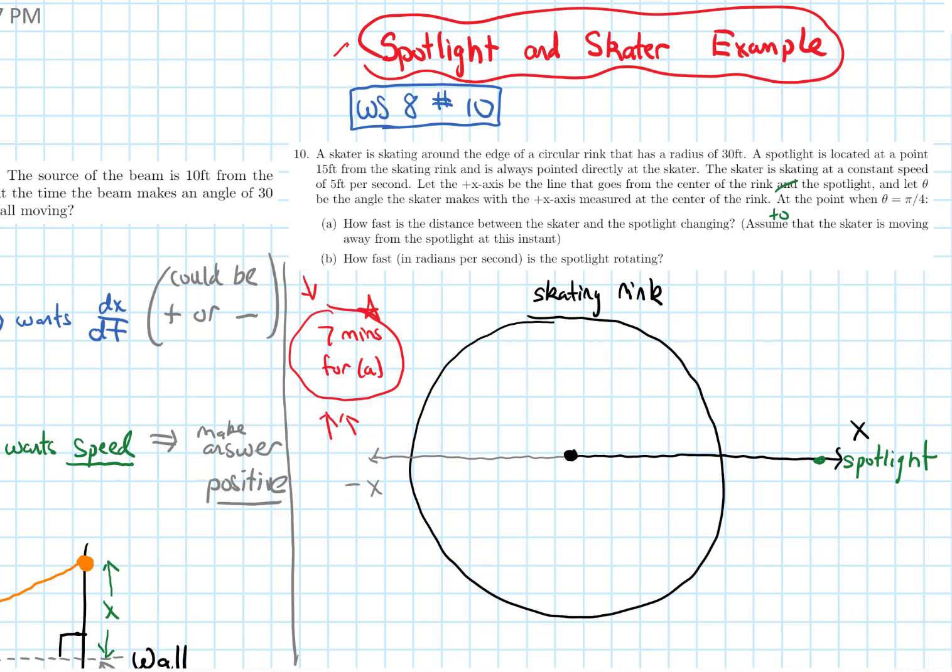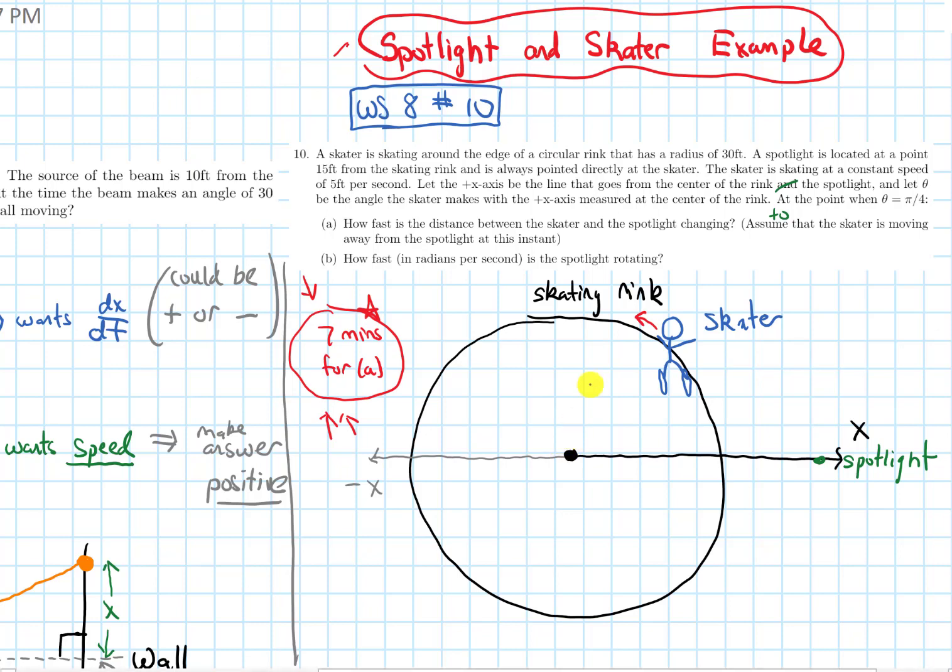Alrighty, and let's draw a skater. The problem tells me the skater is skating around the edge of the rink, which means they're not somewhere in the middle, they're at the very edge. So I'm going to draw the skater maybe somewhere over here at the edge. And maybe I'll draw some not so great skates, but imagine they're on skates and they're skating. Let me label them as the skater. Part A says, assume the skater is moving away from the spotlight. So they're traveling this way.